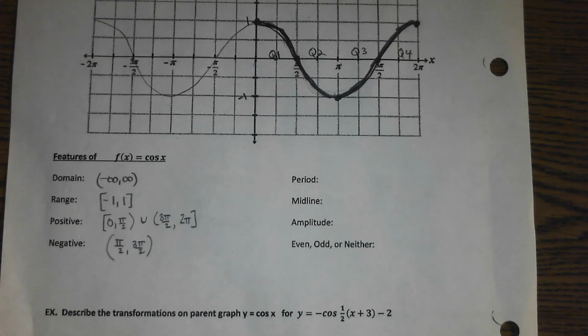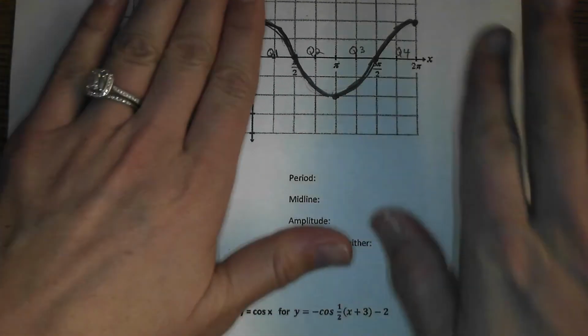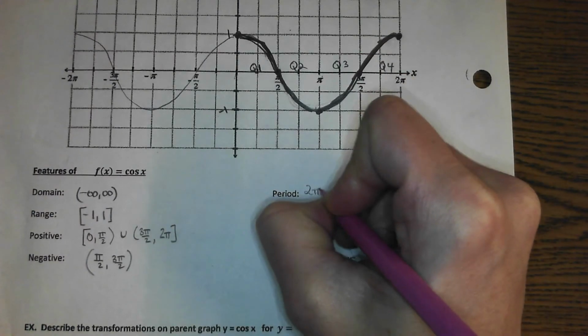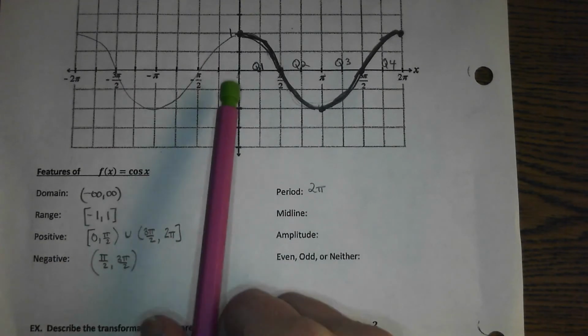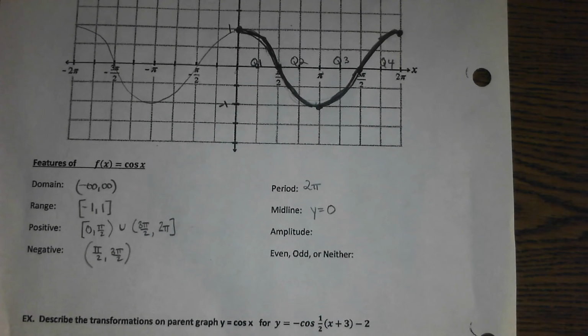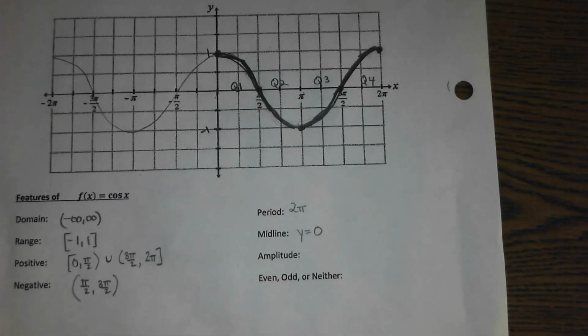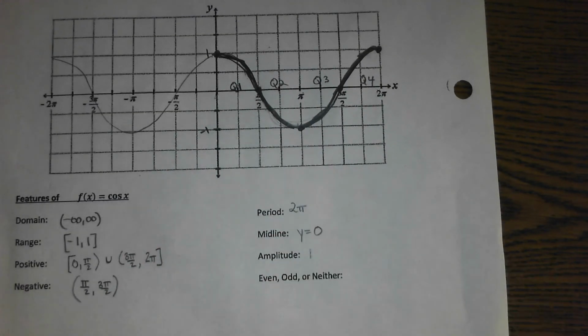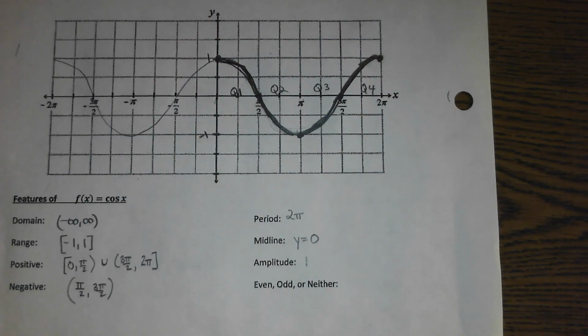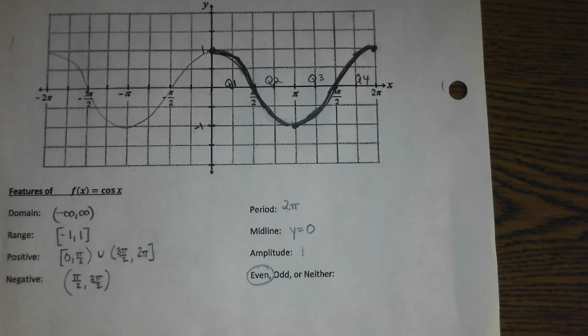Oh, and what's the length of my cycle? What's the period of this cycle? Still 2 pi. Very good. Midline, still 0. Y equals 0. Give me an equation of a line for that. Amplitude is still 1. And how about even, odd, or neither? Is it symmetrical to the y-axis? If I flip this over the y-axis, does it land on itself? Yes, even.